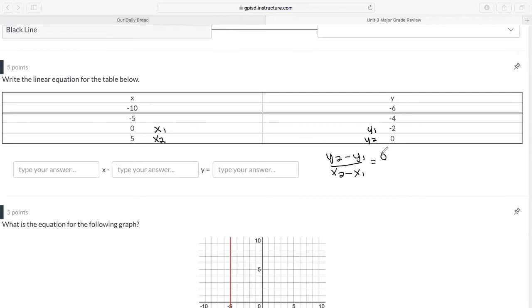I got 1/4. What point did you use, Jada? I used -4 minus -5 and then -6 minus -10. Okay, so you accidentally subtracted the y from the x. Okay, yeah, let me redo it. It's okay. It's a mistake a lot of people make.